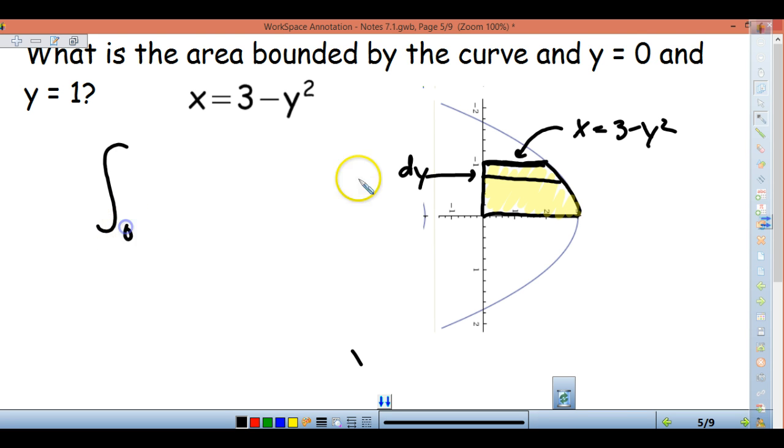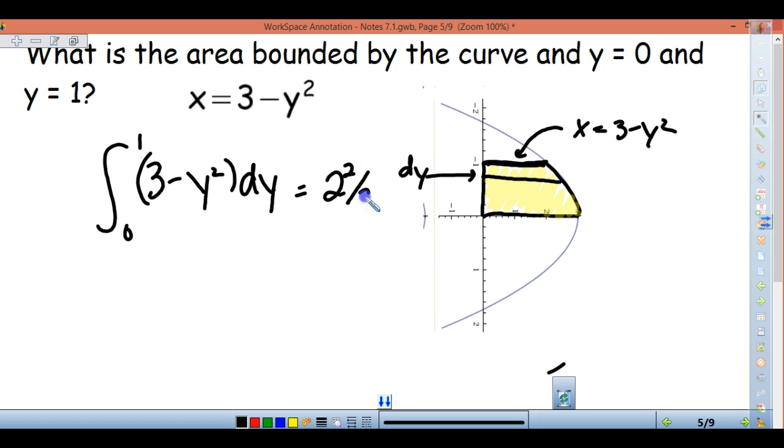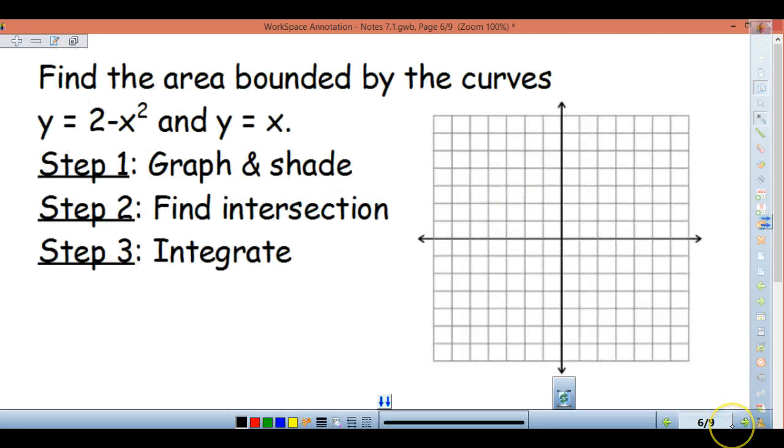So from 0 to 1, the heights are coming from the curve written in terms of y, and then the width of each of those rectangles is dy. So this area turns out to be 2 2/3 when you end up going through everything. Okay. All right, so let's just go ahead and do another one.